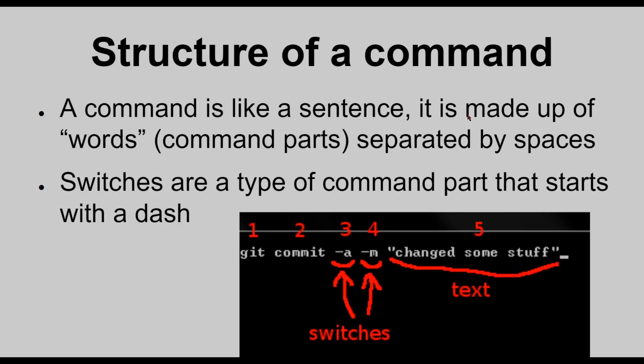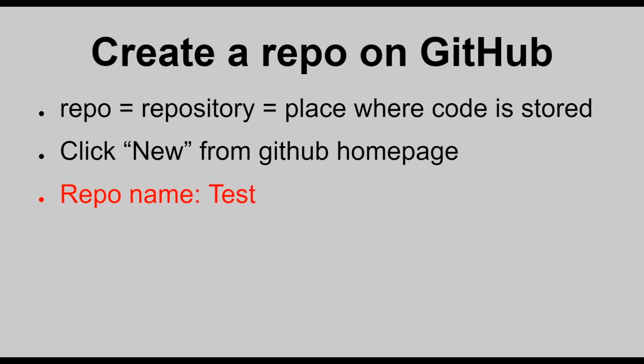And these are the basic structures of a command, starting with git, and then the second one being the command. So something like commit or branch, which was one we messed with already. And then there's some other stuff like these dashes, which are switches, and then text.